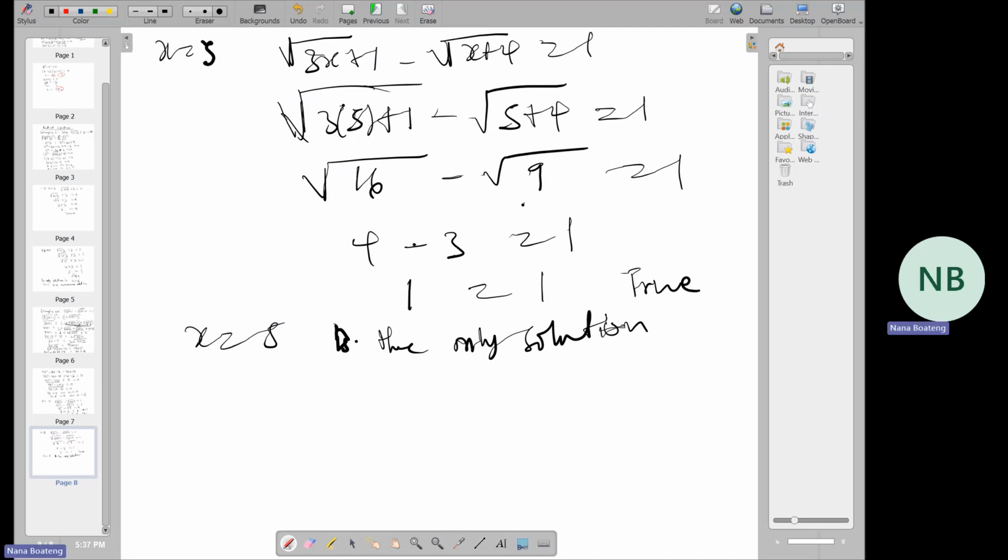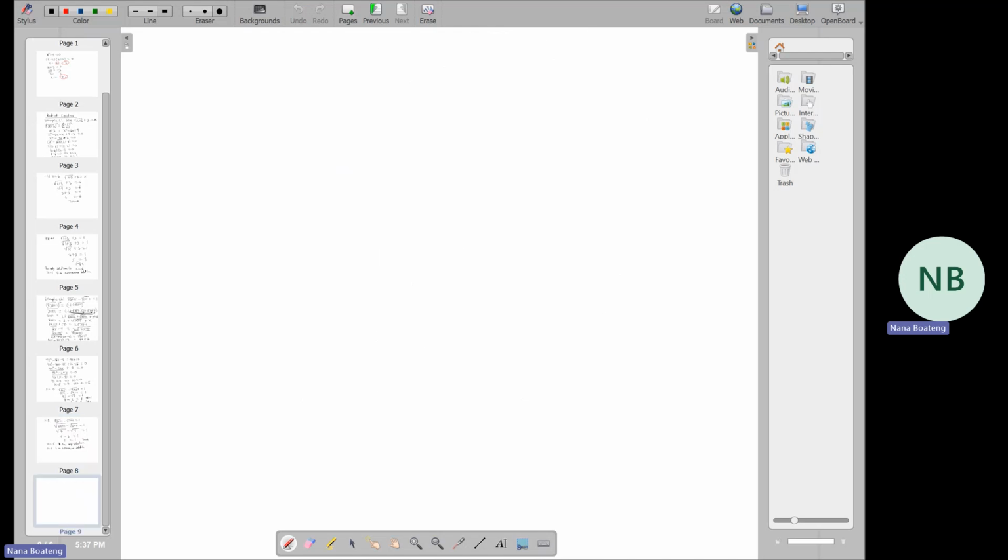x is equal to 0 is an extraneous solution. All right, so this is another example that involves radicals. So now let's look at examples that involve rational exponents. So the next is equations with rational exponents.